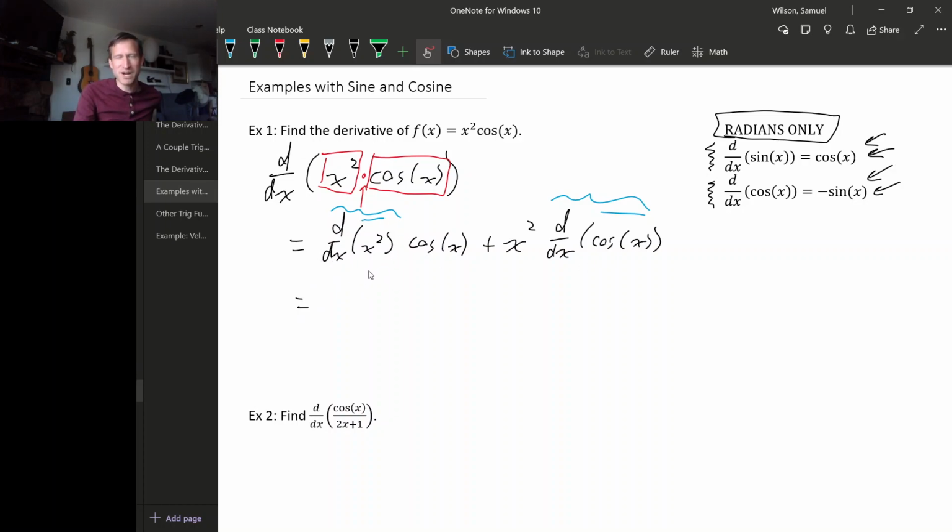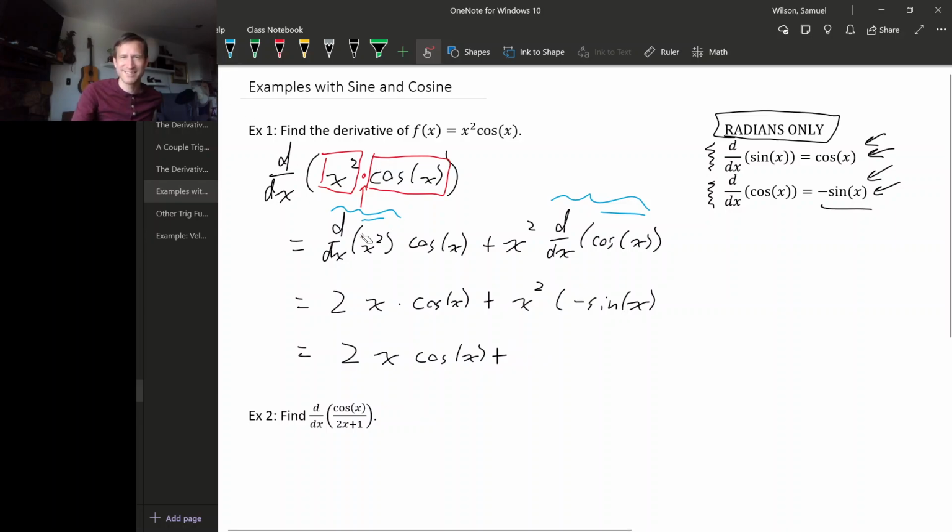So the derivative of x squared, the power rule tells us directly. The 2 comes down, and the exponent 2 changes to a 1. So we get 2 times x times cosine x plus x squared. And now we need the derivative of cosine x, but we know what that is. That's negative sine of x. Okay, so this whole thing is 2x cosine x minus x squared sine x.